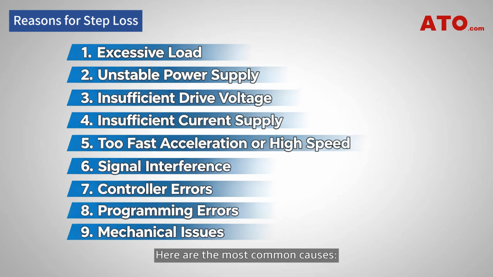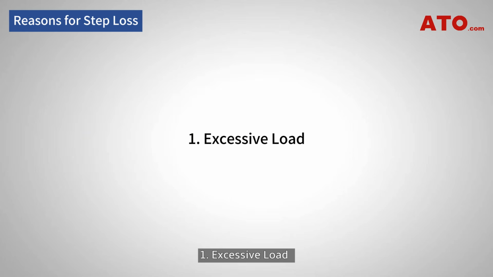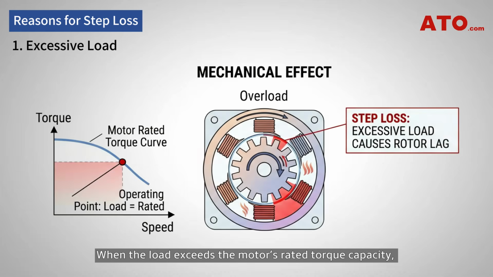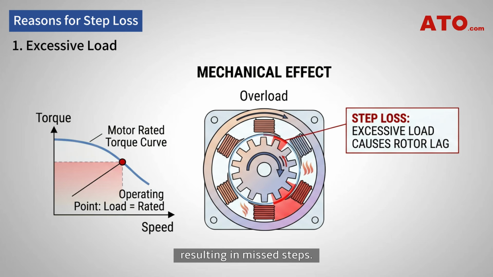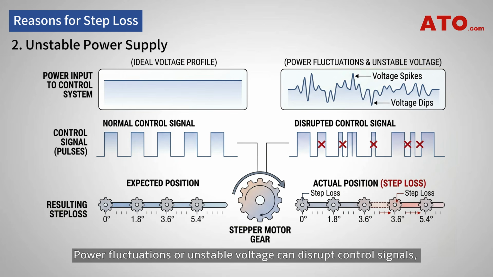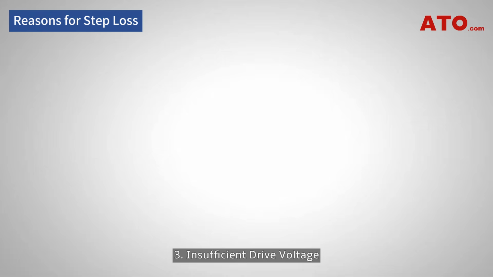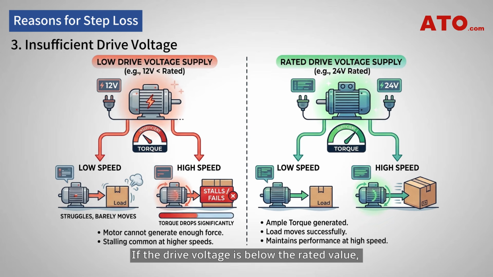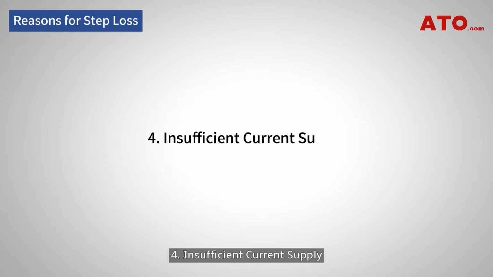Here are the most common causes. Number 1. Excessive load. When the load exceeds the motor's rated torque capacity, the motor can't keep up, resulting in missed steps. Number 2. Unstable power supply. Power fluctuations or unstable voltage can disrupt control signals, causing step loss. Number 3. Insufficient drive voltage. If the drive voltage is below the rated value, the motor can't generate enough torque to move the load, especially at higher speeds.